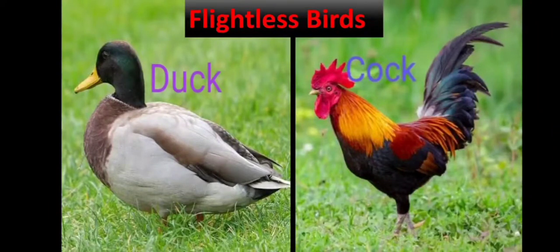So today we discussed some features of birds, parts of a bird, different types of feathers, and how flying helps the birds and different flightless birds.